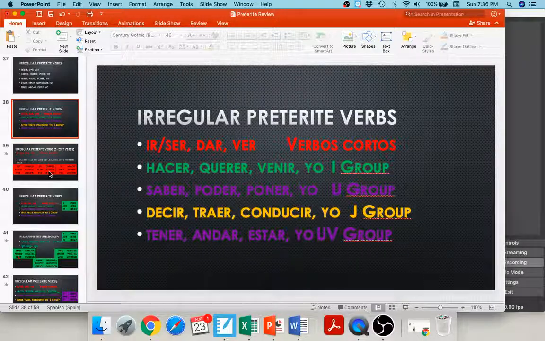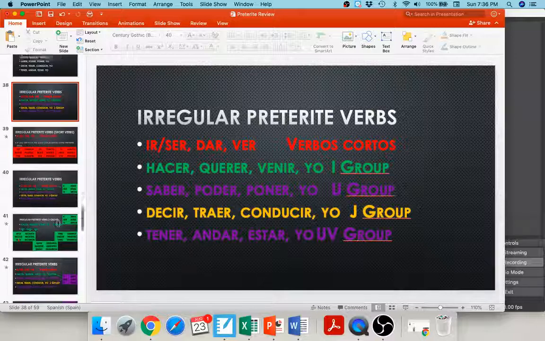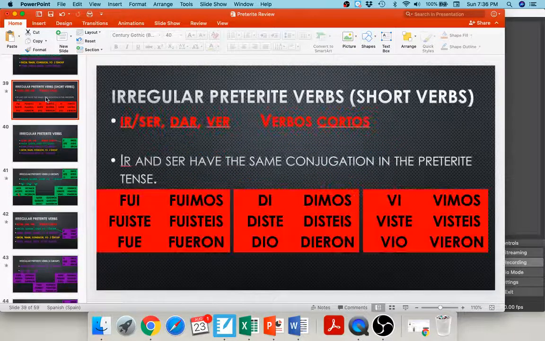So, as we look at these, I want to start with the verbos cortos, and I've color coordinated all these for a reason. You're going to see why in just a second. I want to start with the verbos cortos, these short verbs. You can see here we have ir and ser, dar and ver. And I always tell students just to memorize the first form, the yo form of all of these. So you have fui, di, and vi.